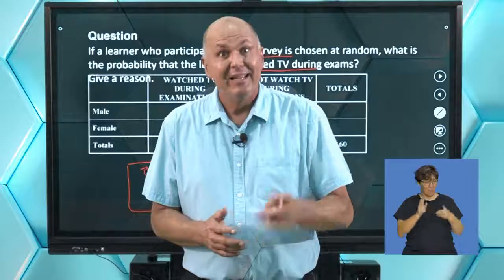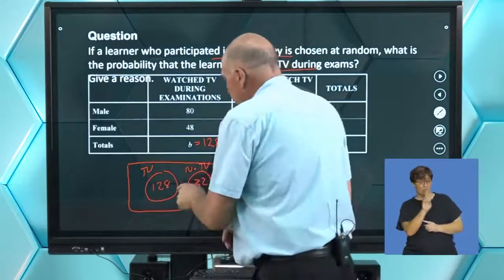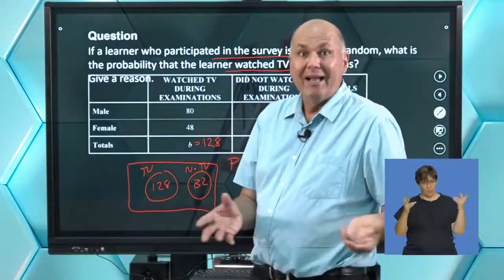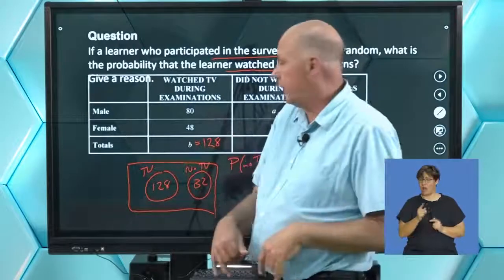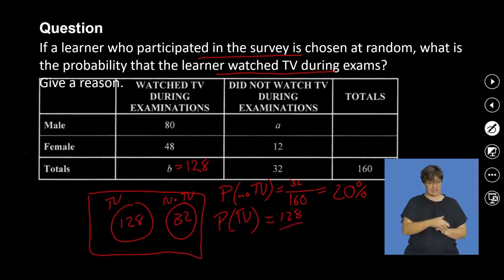Is there another one? Of course, we can use the complement rule. Because if you look at this, you can see 128 watched TV in the sample space. Those that were not part of those that watched TV are in the complement. Not watching TV is the complement of those that watch TV. So let's work out the probability of those that watch TV. The probability of those that watched TV is going to be 128 out of 160.